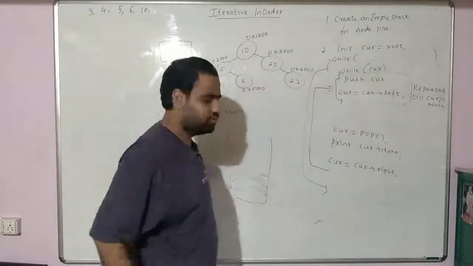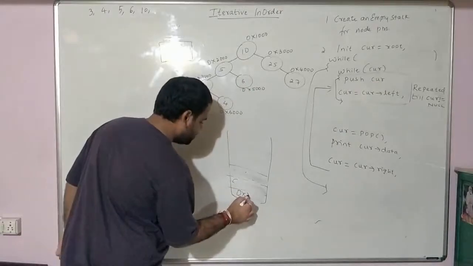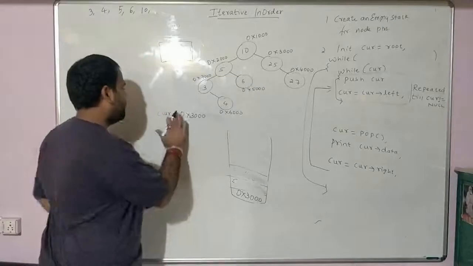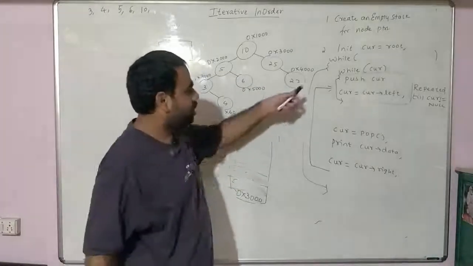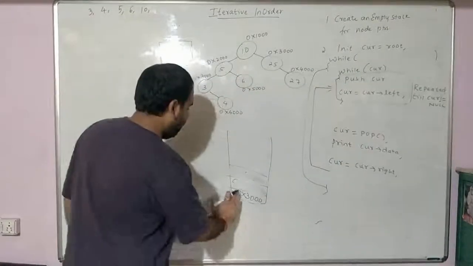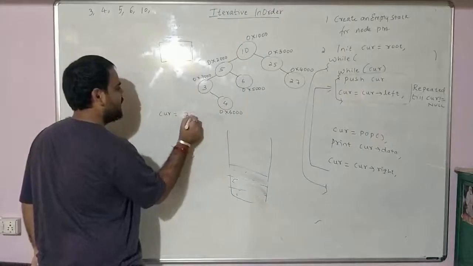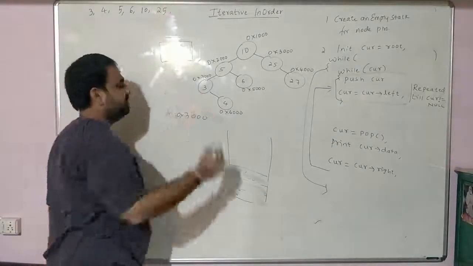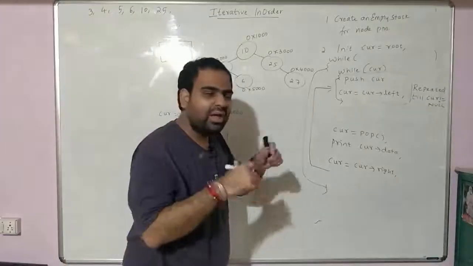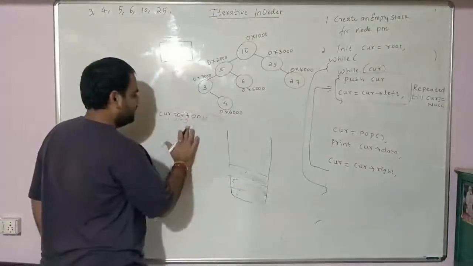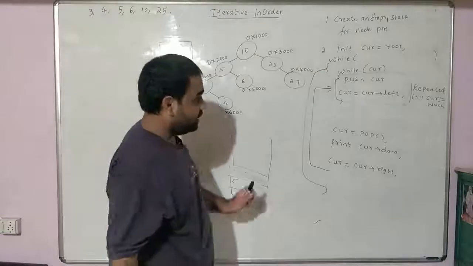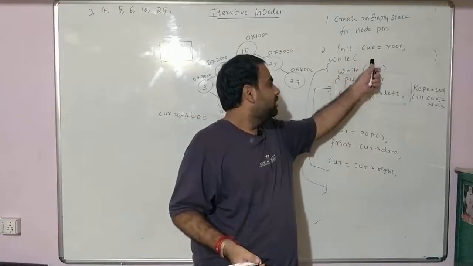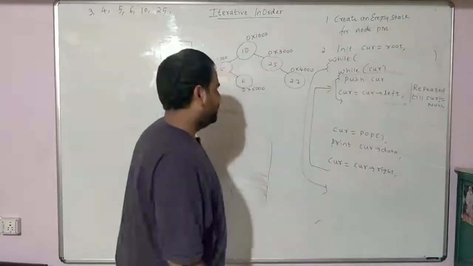While 3000 it is true, push 3000 onto the stack. You say current equal current arrow left. What is 3000 arrow left? It is null. Go back, null is false. Current equal to pop. You pop 3000 from the stack. You print 3000 arrow data. What is 3000 arrow data? 25. And you say current equal current arrow right. Go to the right child. Therefore the value of current becomes 4000. Now see here, the value of current is not null. Still we are processing. And you say while current, push the current.